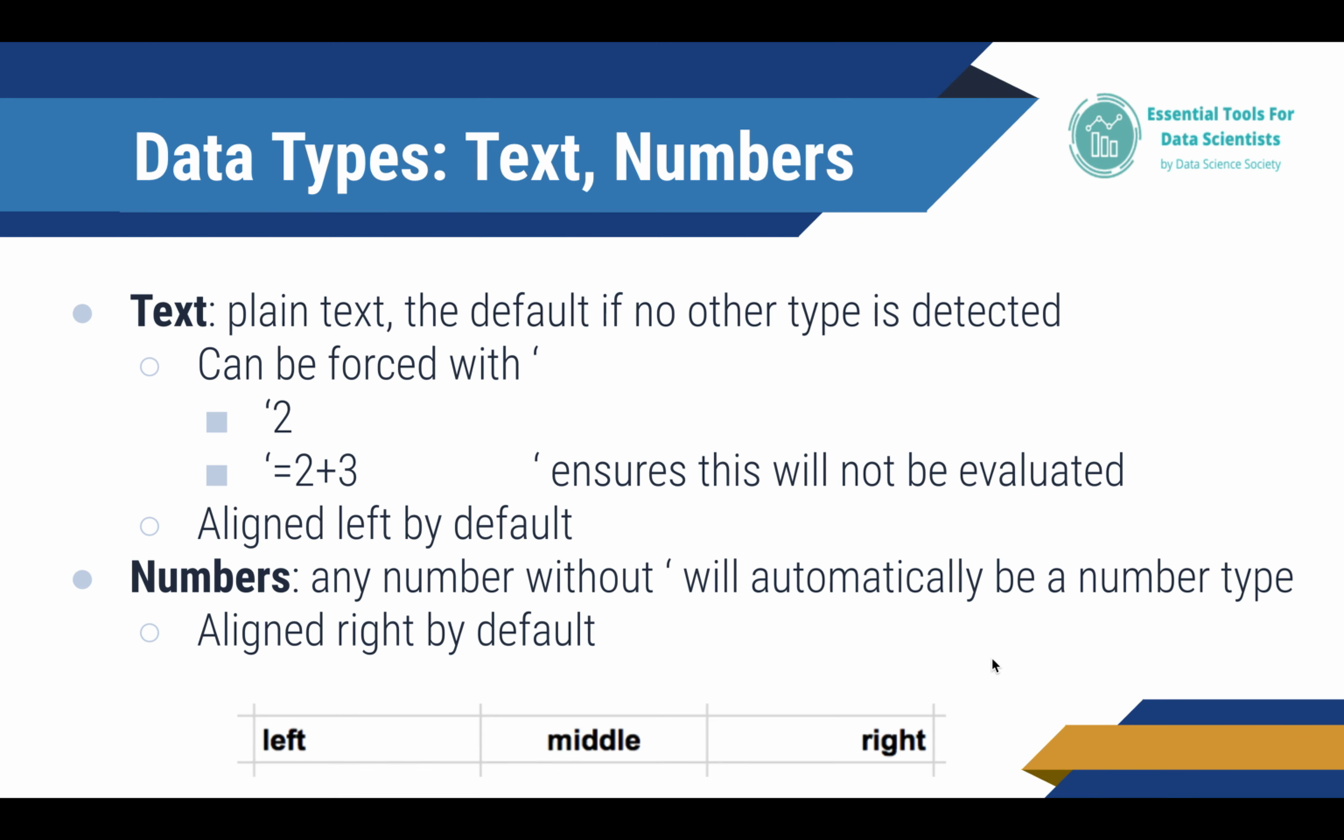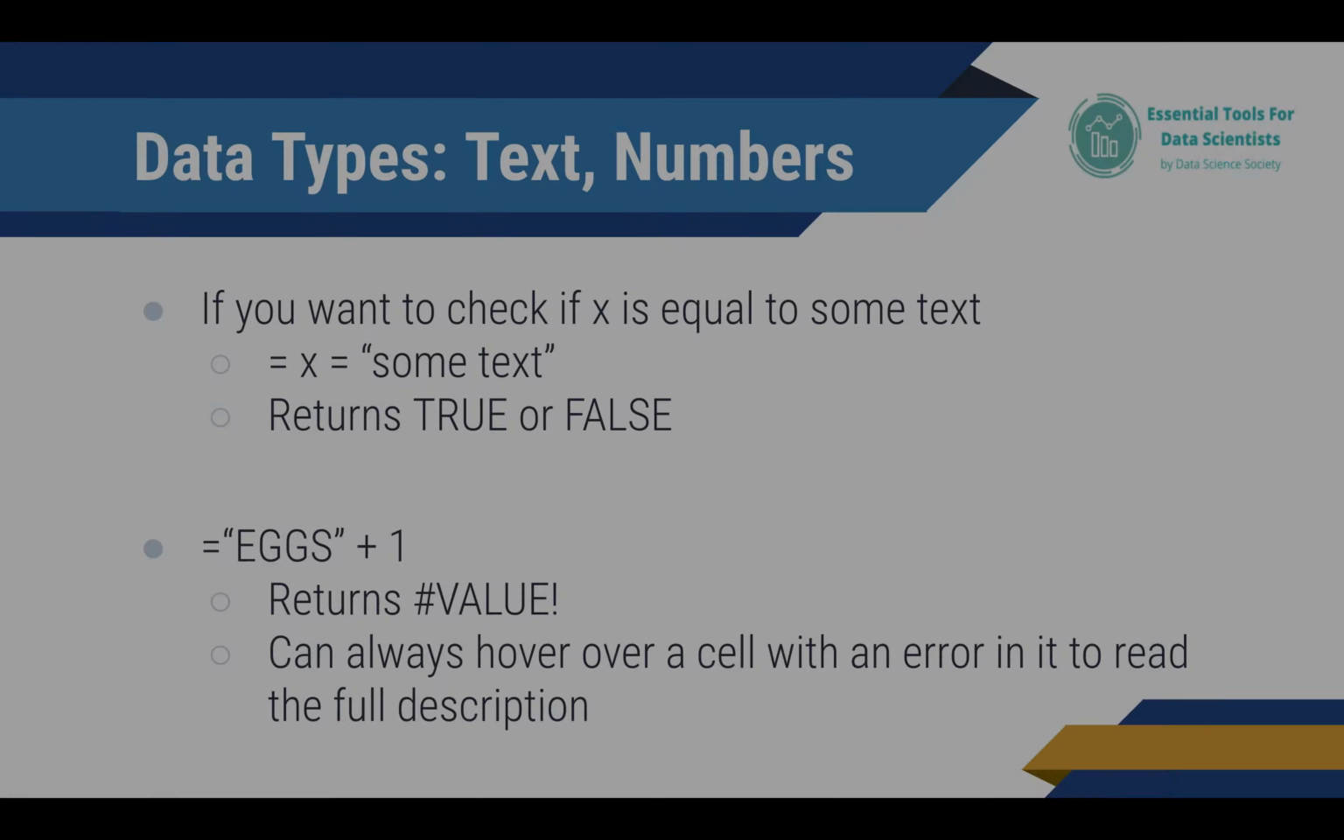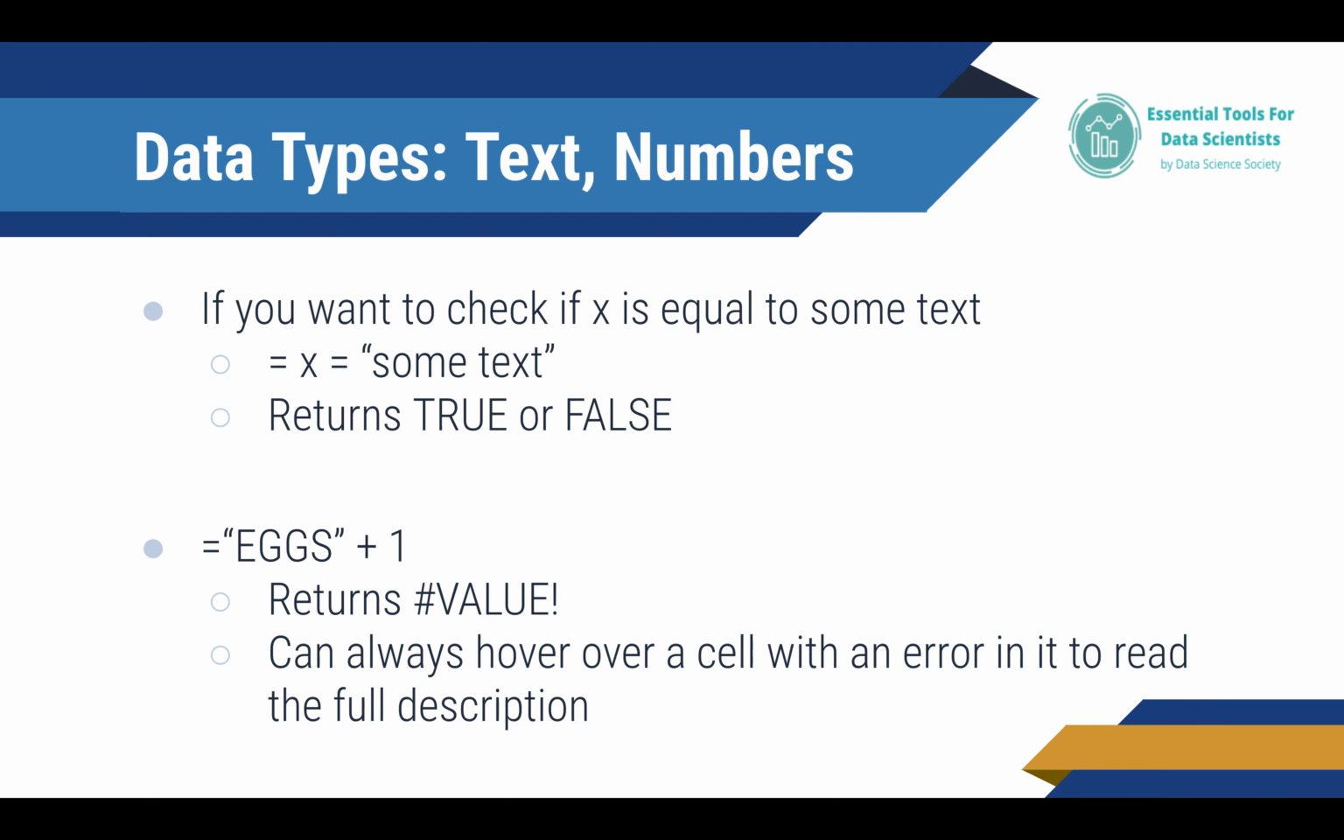Numbers, also fairly intuitive. Any number without an apostrophe will automatically be a number type. These are aligned right by default. If you want to check that some value is equal to some text, for example, let's say we want to check if the cell A1 has some text in it, this is a formula again, so we're going to put our equal sign in front, we're going to replace x with A1, and we're going to set it equal to some text. When we enter that into the cell will display true or false, depending on whether A1 matches some text.